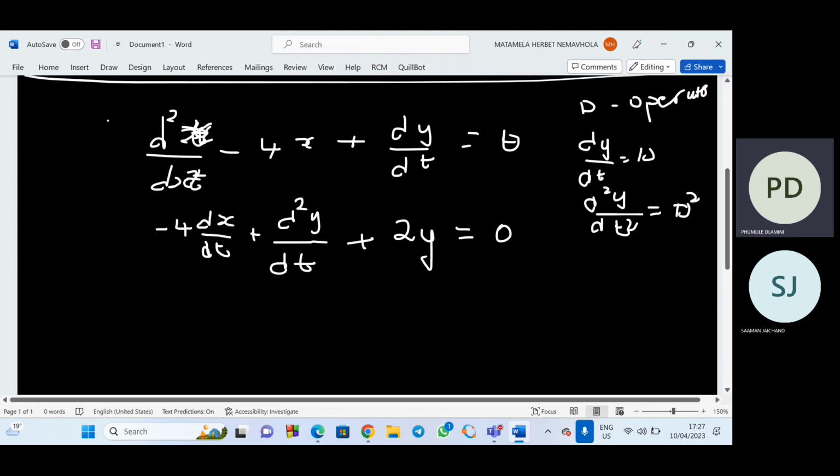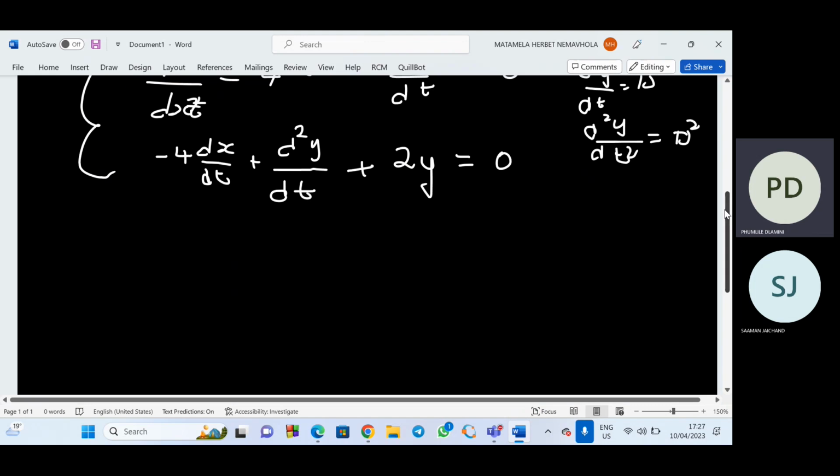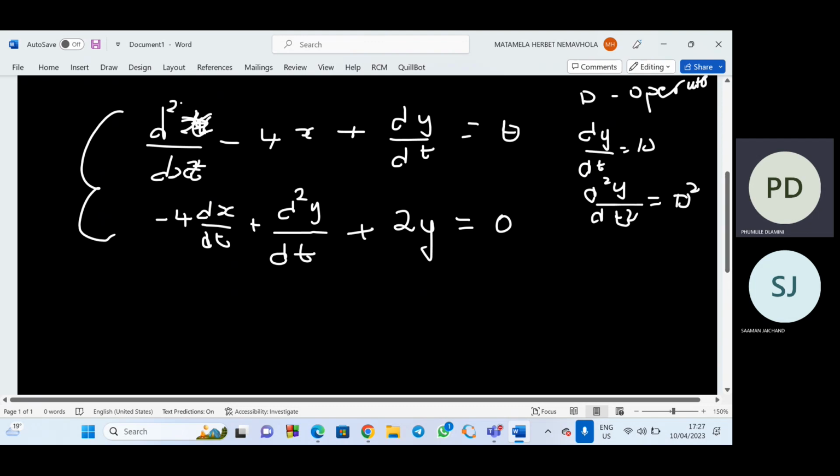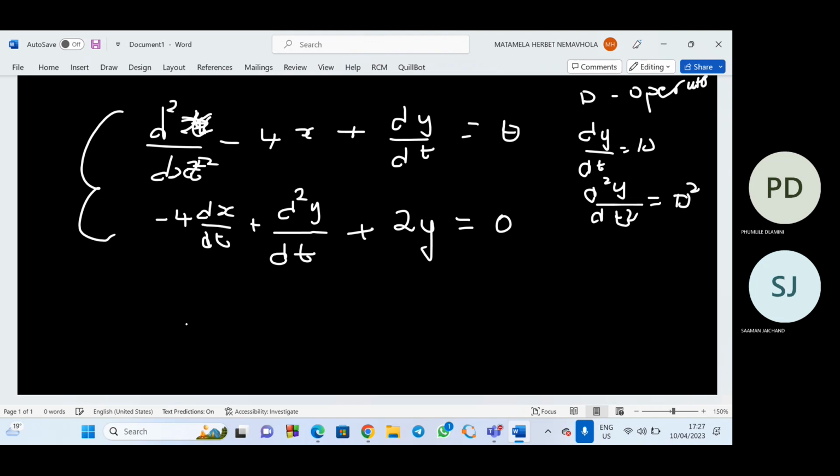So now we're going to convert these two into the form of d. When we convert those two, the first one here you can see we have d squared x over dt squared, so this is d squared. Then we have minus 4x, which can be represented as just minus 4. And then plus, we can maybe bracket this, plus dy over dt is going to be just d, because it's only dy over dt, which equals 0.